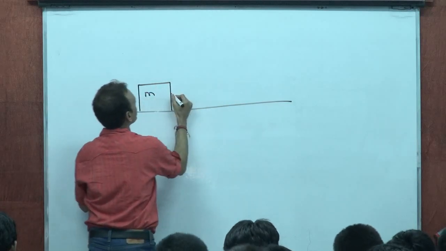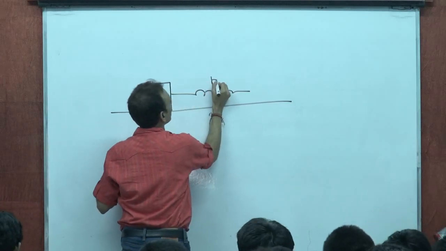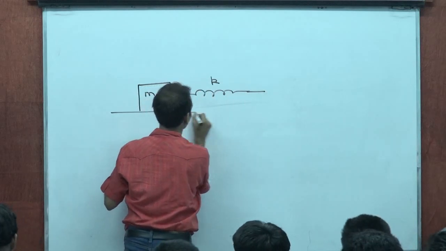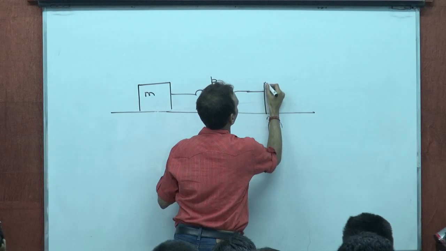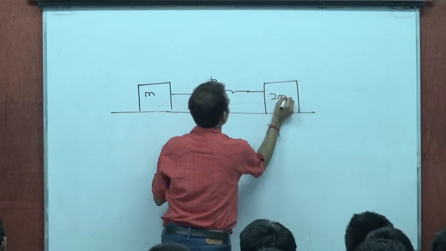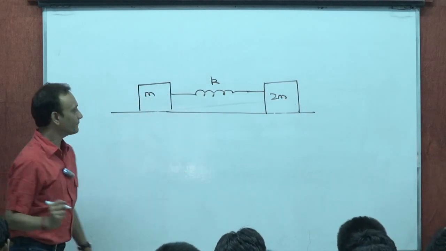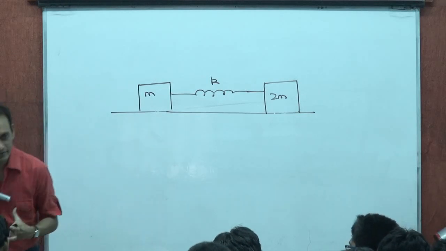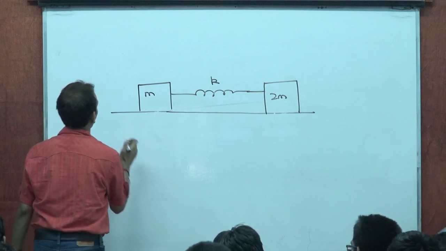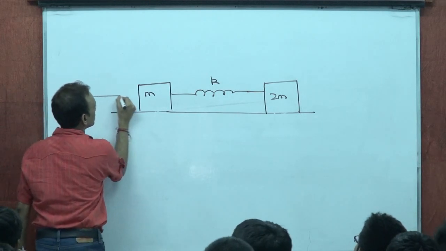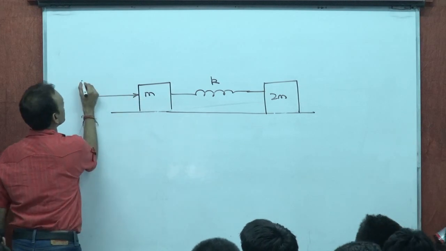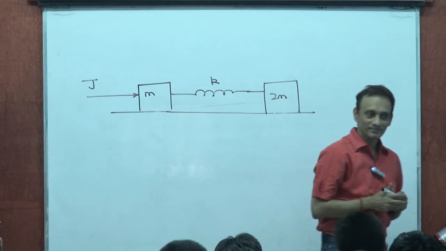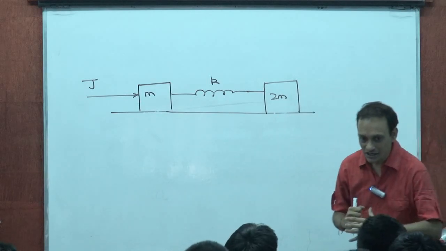Say there was a mass m, a spring of force constant k, and a mass 2m, at rest on a smooth, frictionless surface. And I gave this an impulse J. I imparted an impulse J to the mass m.